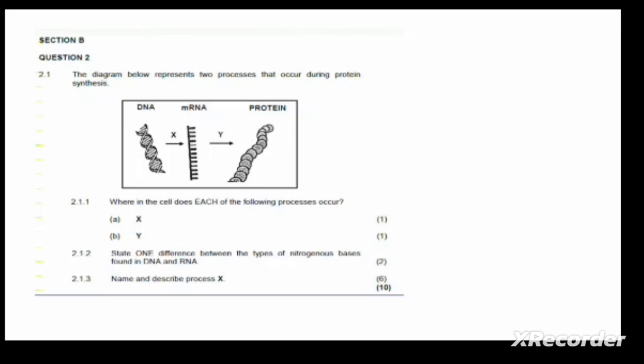The next question says, state one difference between the types of nitrogenous bases found in DNA and mRNA. A nitrogenous base found in DNA is thymine, whereas in RNA it is uracil. And then let's look at the last set of questions.